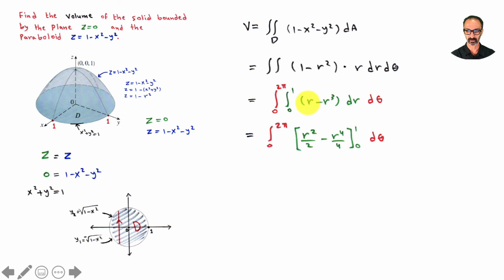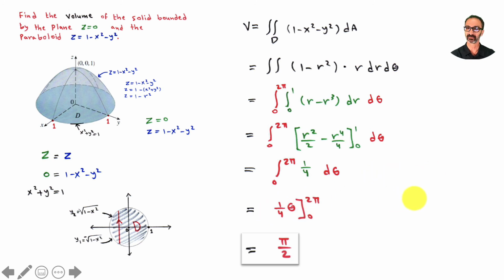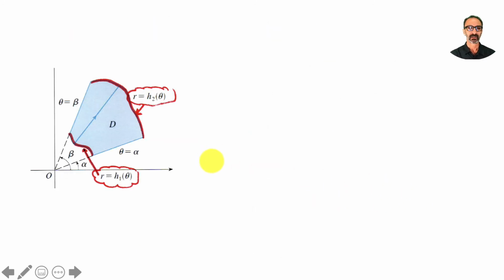We know how to integrate with respect to r. I keep it in green. Plug in 1 and 0, which is not too hard. Get 1/4. With respect to theta, 1/4 theta, plug in the numbers, and now you have it. Okay, let's move on.